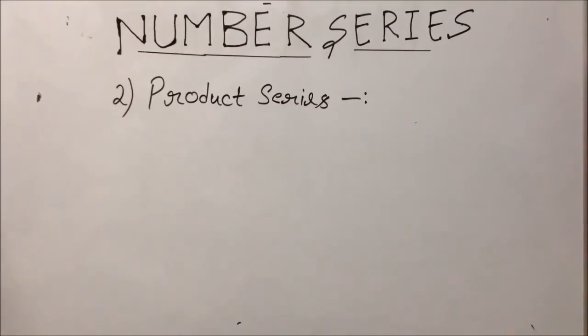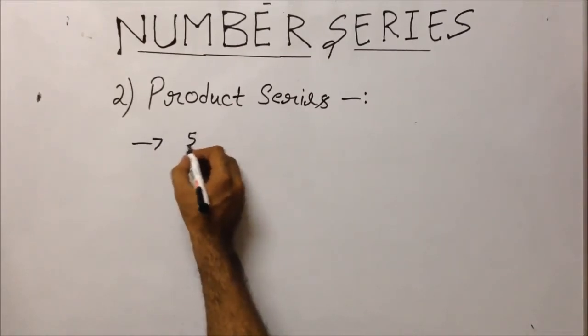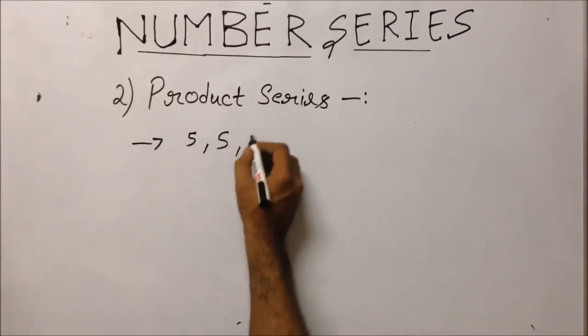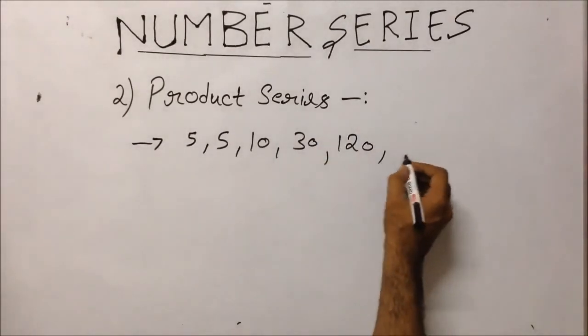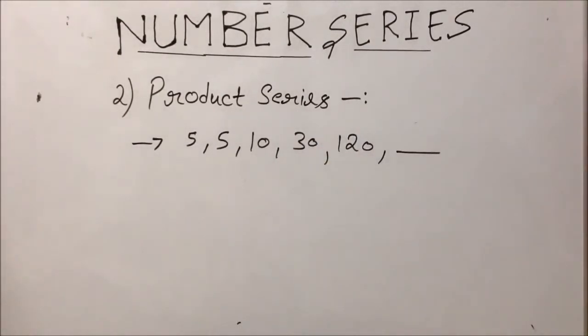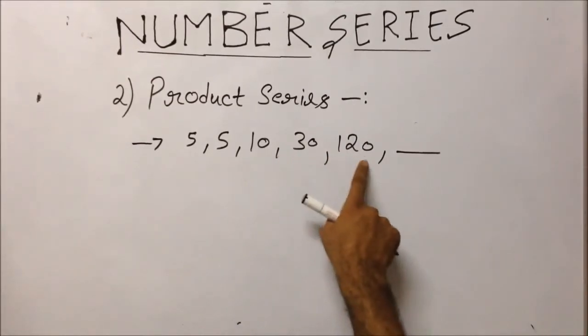Now our second pattern would be product series. In this pattern you will see questions like these. For example, the question here is 5, again 5, then 10, 30, 120. Now you need to find the next number. Here you can see the numbers are 5, 5, 10, 30 and 120.